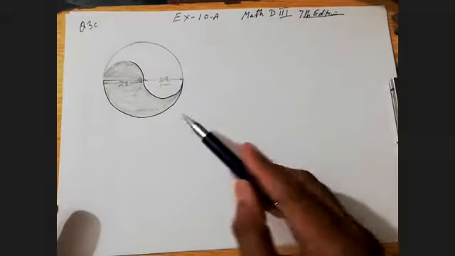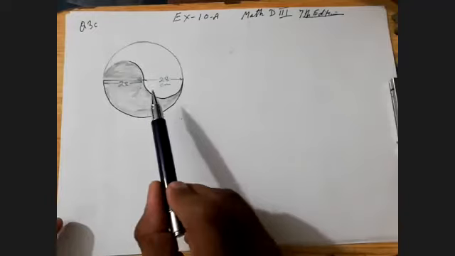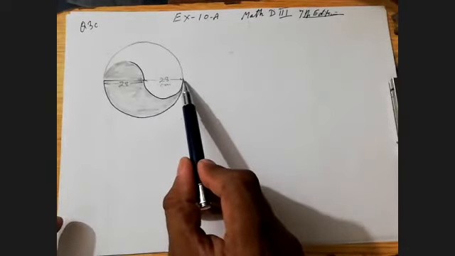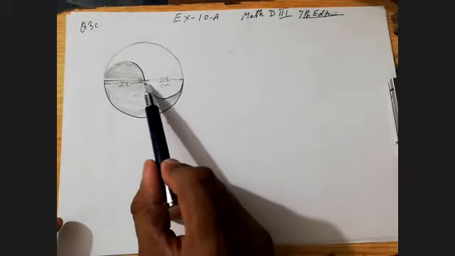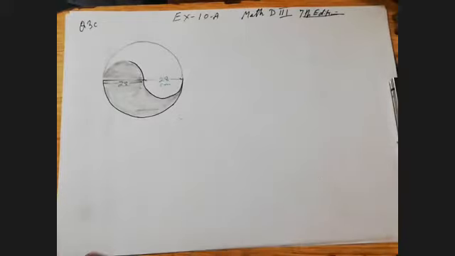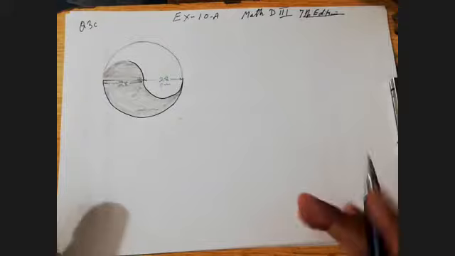You can see that here there is a bigger circle. The radius of the bigger circle can be taken as 28, and the diameter of the smaller circle is also 28. We have to find out the area and perimeter of the shaded region.